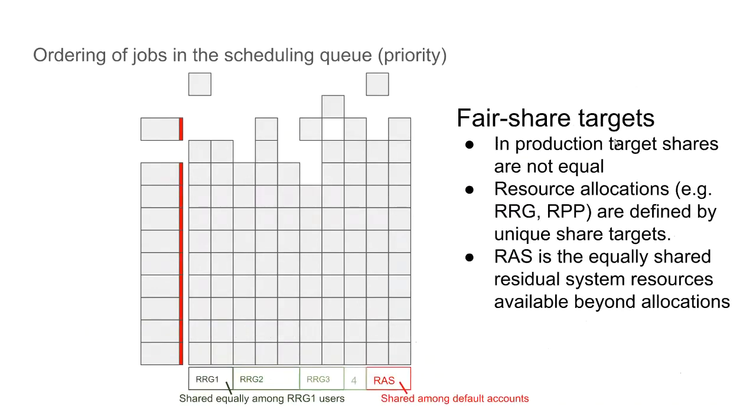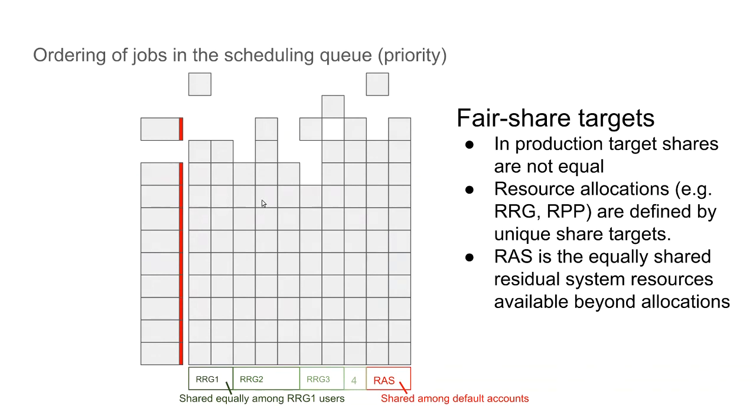Now, on the systems, these fair share targets are not completely equally divided across all the users. So in production, target shares are not equal. There's resource allocations, so the resources for research groups and the research portals and platforms are defined by unique shares. So research groups can apply for a certain target usage for the year. And then the rapid access, or basically default usage, is the equal shared residual system resources available beyond the allocation.